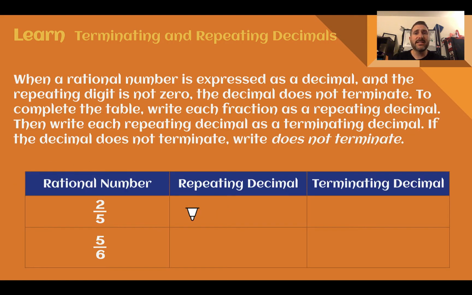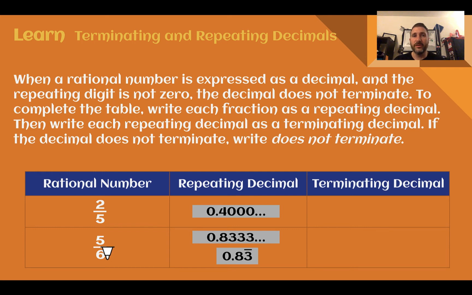When a rational number is expressed as a decimal and the repeating digit is not 0, the decimal does not terminate. So zeros terminate, not zeros do not terminate, they repeat. So here we have two numbers, 2/5 and 5/6. Let's look at what part starts to repeat, and then we'll decide if that's a terminating decimal or repeating. So if we divide 2 by 5, we end up with 0.4, and then 0, and 0, and 0, and 0. If we divide 5 by 6, we end up with 0.8, and then 3, and then 3, and 3, and so on. We keep getting 3s. So we could write this one as 0.83 with a bar over it.